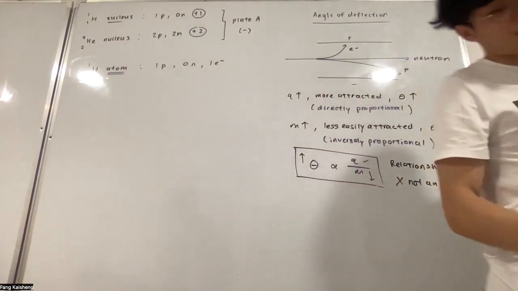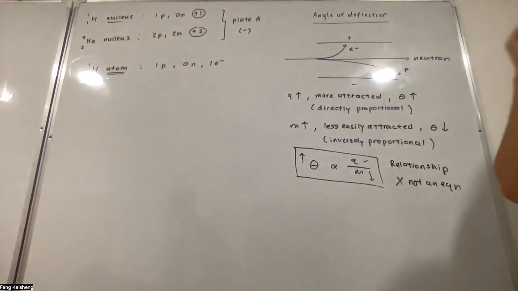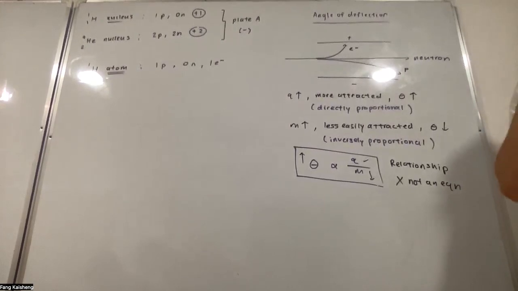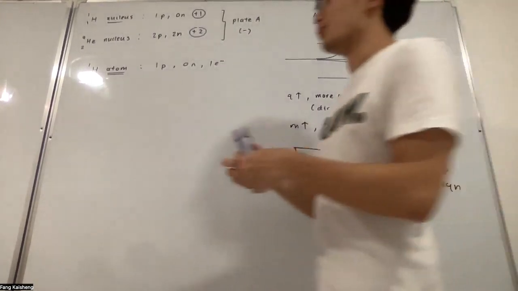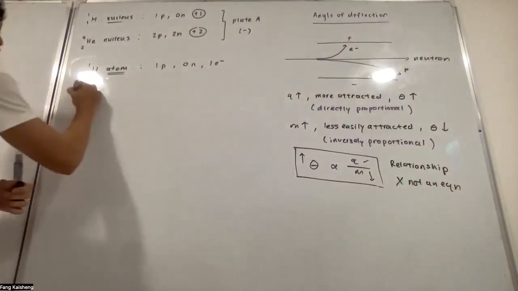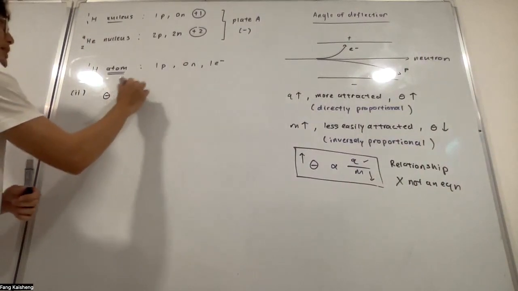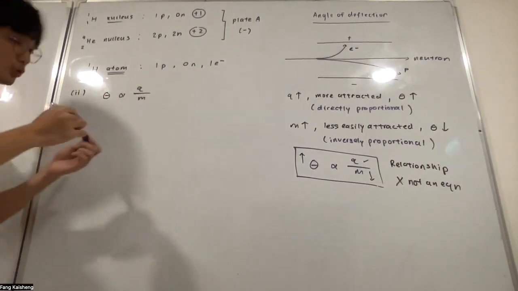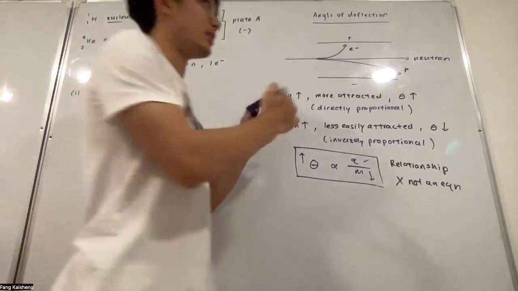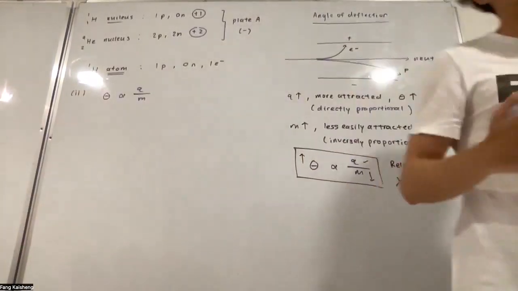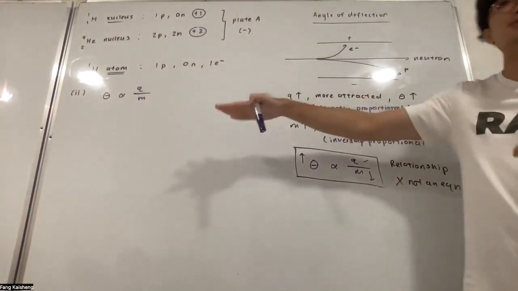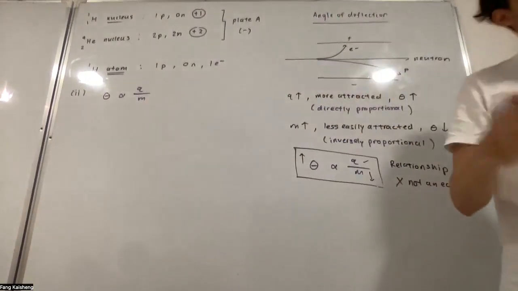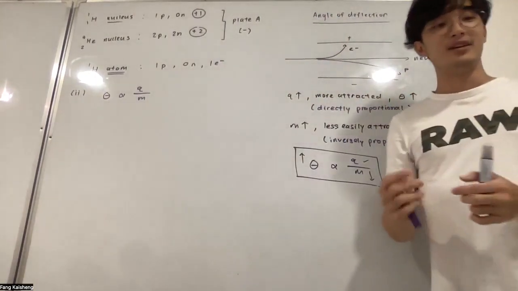So with that said, you can take a look at part 2 also. Part 2 is explanation. So I suggest you take out your formula first, your relationship. What you do next is just compare the differences between both of the factors. So compare the charge, and the mass you also compare. Then later we can expand the explanation.